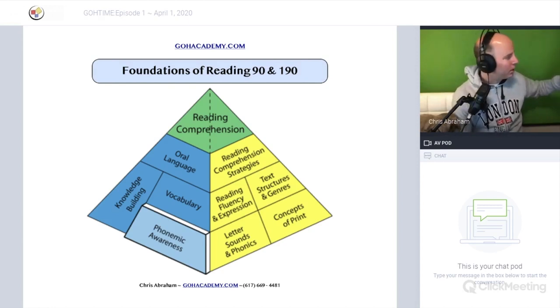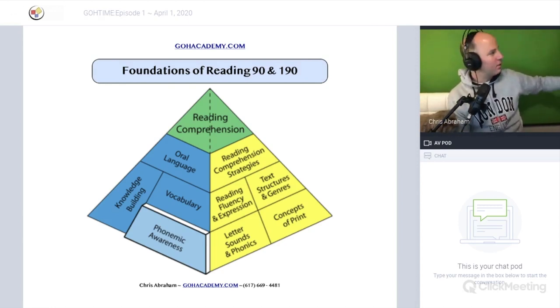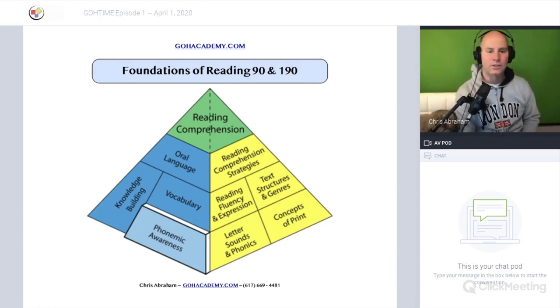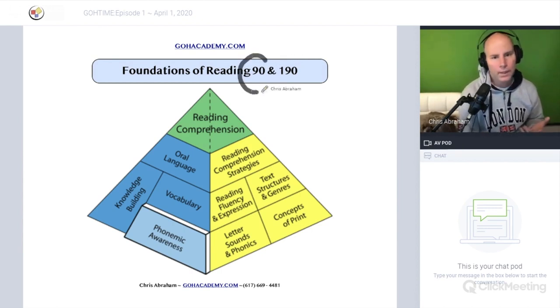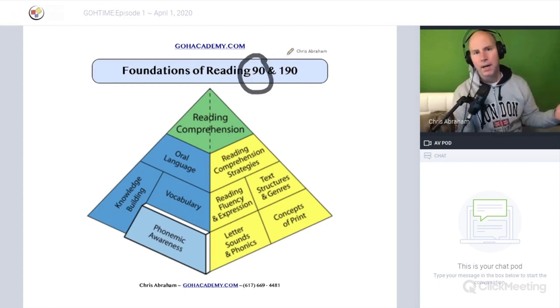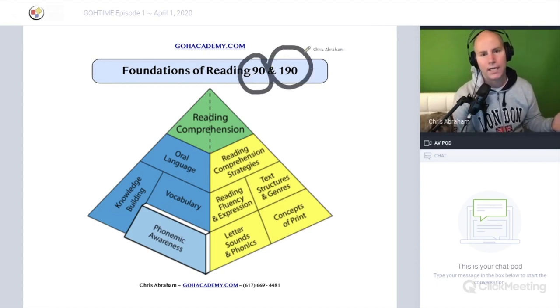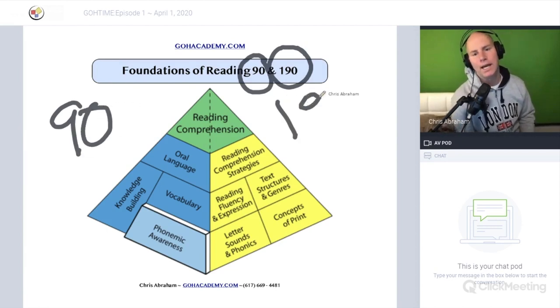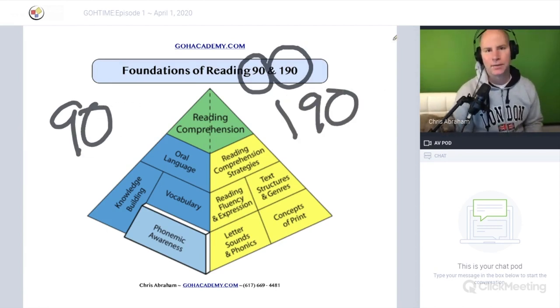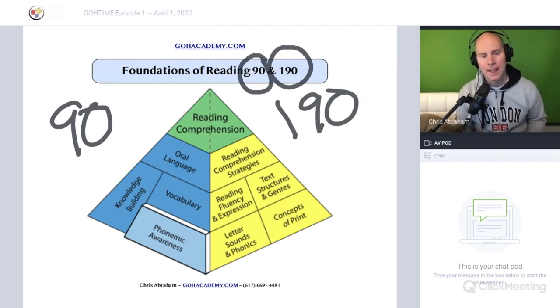All right, team. So we're going to start. We're going to go through these ideas, and we're going to talk through the foundations of reading. I want to start by highlighting some key ideas here. First and foremost, when we say the 90, in about a couple months, it's going to turn to the 190. So we're going to be studying for both the 90 and the 190. That's what we're talking about right now, this new Foundations of Reading exam that's being reworked.